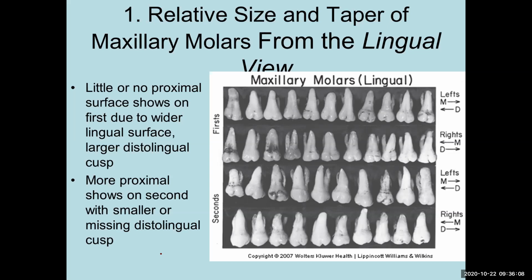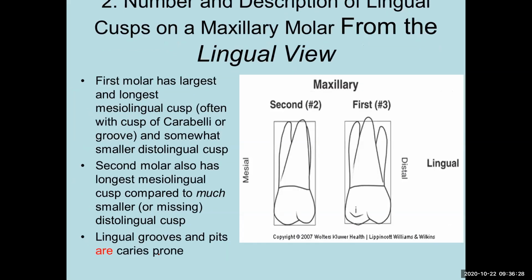And there's more proximal that shows, more in between the teeth that shows on the second molar because it's got a smaller distal lingual cusp. It's narrower on the lingual. Between the cusp of Carabelli and the teeth being very square on the first molar, you're not going to be seeing as much of the proximal surface.